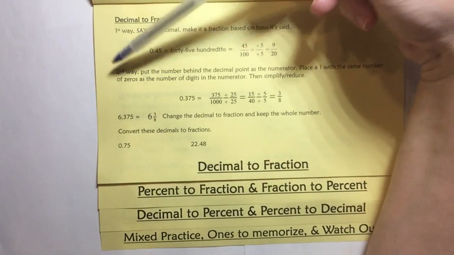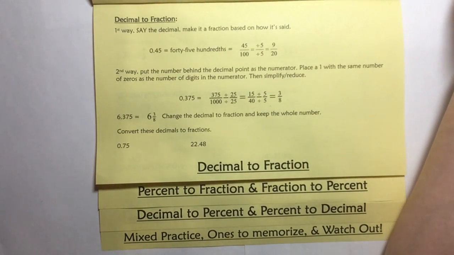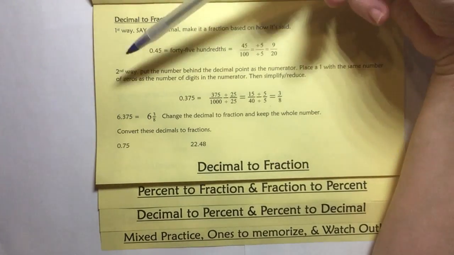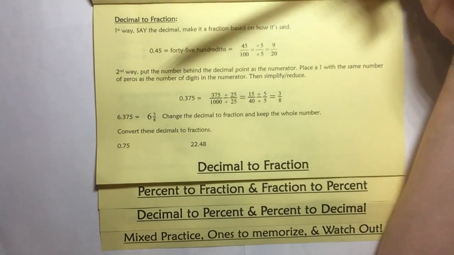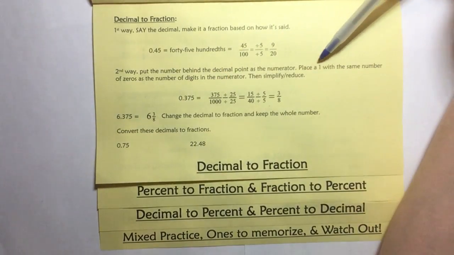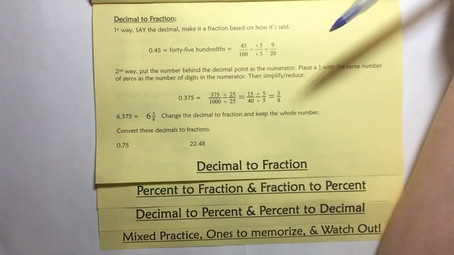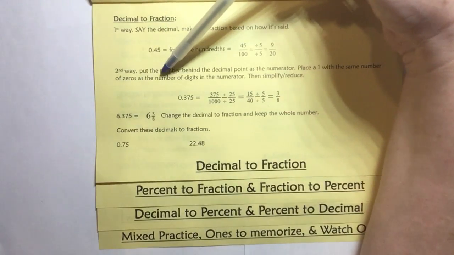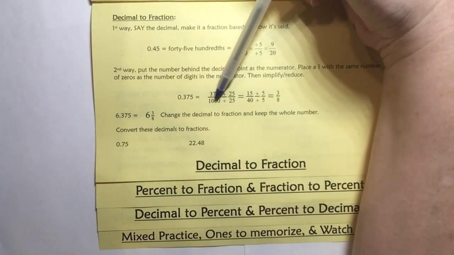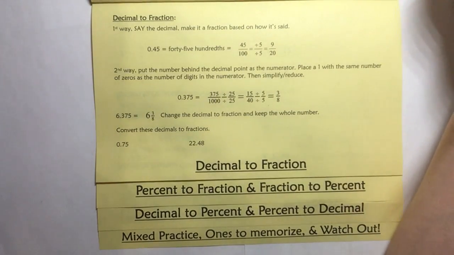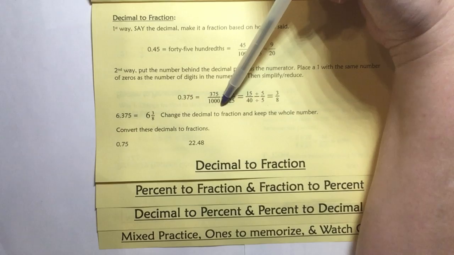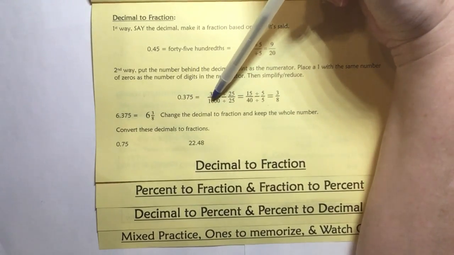Okay. The second way is, because sometimes we forget our place value, right? So if that happens, there's another way for us to do it. We put the number behind the decimal point as the numerator. So this one is 375, so I'll put that in the numerator. Then I place a 1 in the denominator with the same number of zeros as the number of digits. So we have 1, 2, 3 digits, so I'll put 1, 2, 3 zeros. So that's 375 thousandths, 375 over 1,000. So 3 numbers, 3 zeros.